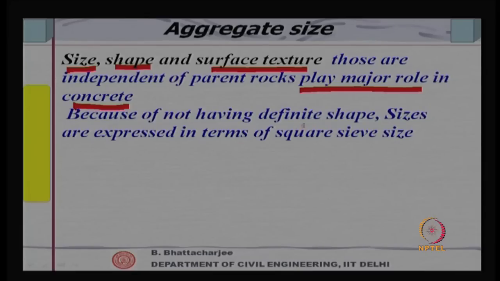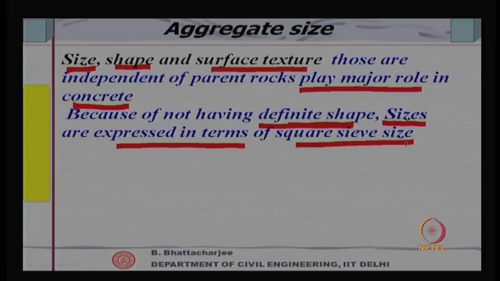Well, they do not have a definite shape, and sizes are expressed in terms of square sieve size. You do not have definite shapes, so you will talk in terms of qualitative or linguistic terms such as rounded, etcetera. They do not have a definite geometrical shape. Size also varies.